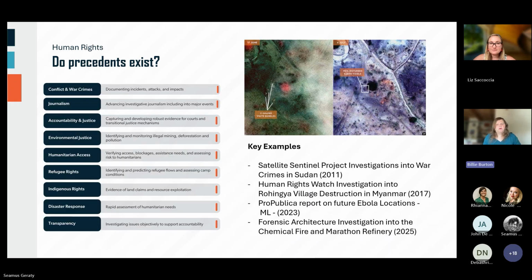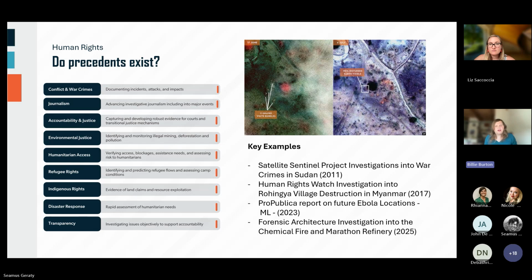So what really excited me about bringing the human rights context case study to the guide is just how broad and varied it is. We have all these categories at the left, and I could have given you precedents for each and every single one, numerous examples, all of which I find very exciting and interesting. So everything from disaster response to refugee rights, humanitarian access, environmental justice, accountability and justice, which is often my jam, journalism, conflict and war crimes.